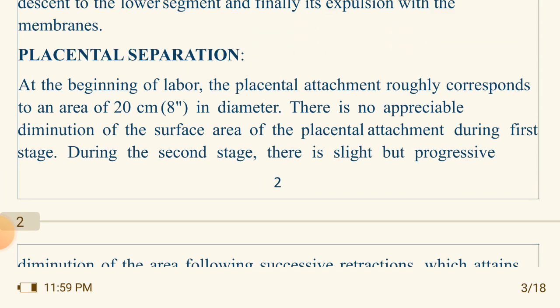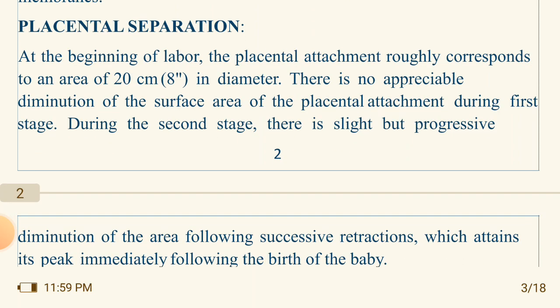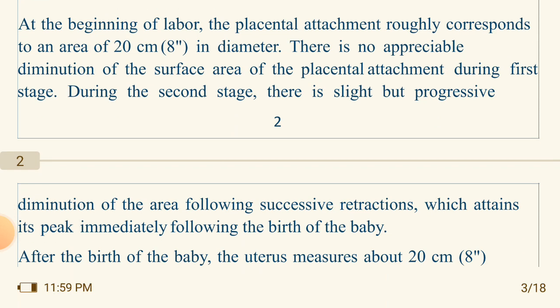So, in placental separation at the beginning of the labor, the placental attachment roughly corresponded to an area of 20 cm in diameter, and there is no appreciable diminution of the surface area of the placental attachment during the first stage. During the second stage, there is slight but progressive diminution of the area following successive retractions, which attains its peak immediately following the birth of the baby.